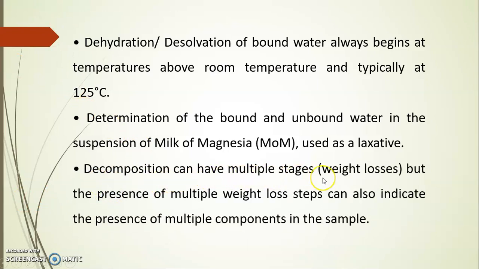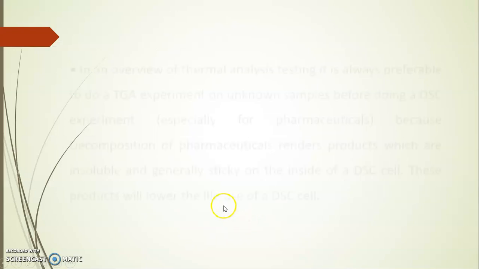Decomposition can have multiple stages, meaning multiple types of weight loss occur when we apply heat. So it indicates the presence of multiple components. By using this TG curve, we can determine the presence of multiple components in the sample.